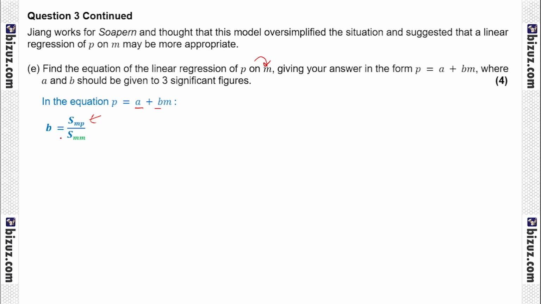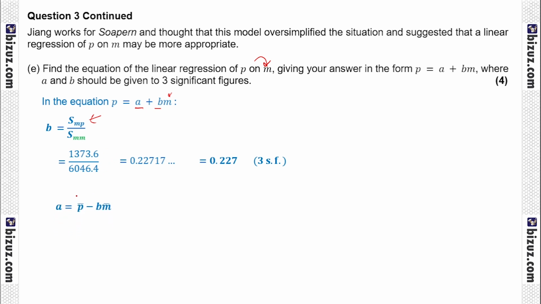Now, so B is equal to S sub MP divided by S sub double M, because this is our independent variable. And if we plug in the values that we know, we get 1373.6 divided by 6046.4, and this gives us 0.22717, and continue. If we round this to 3 significant figures, we get 0.227. Now, all that we need to do is find the value of A.